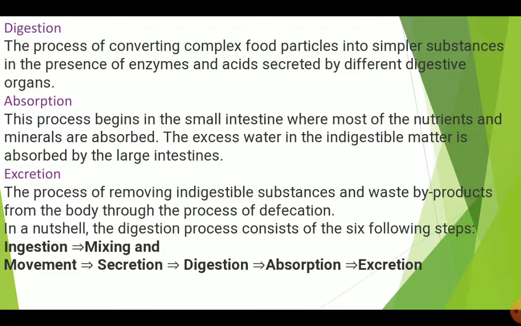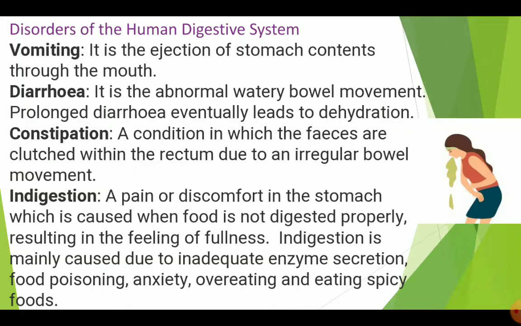Absorption. This process begins in the small intestine where most of the nutrients and minerals are absorbed. The excess water in the indigestible matter is absorbed by the large intestine. Excretion. The process of removing indigestible substances and waste byproducts from the body through the process of defecation. In a nutshell, the digestion process consists of 6 following steps: ingestion, mixing and movement, secretion, digestion, absorption, excretion.